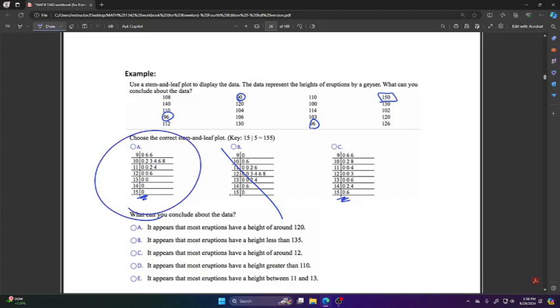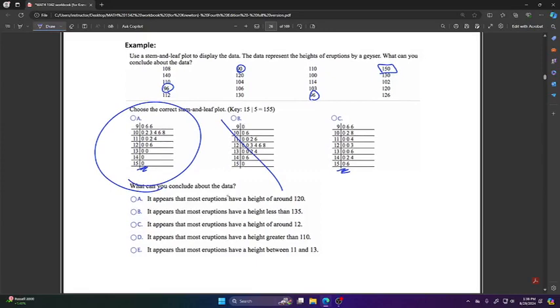Good? Okay, cool. So what can you conclude about this data? Well, I don't know. They're talking about eruptions, I think. Yeah, this is the heights of eruptions. So which one would you say? What's the best sounding one? Pick something. D? You like D? I got one vote for D. You like B? You like D? Okay, D. I got 2 votes for D.